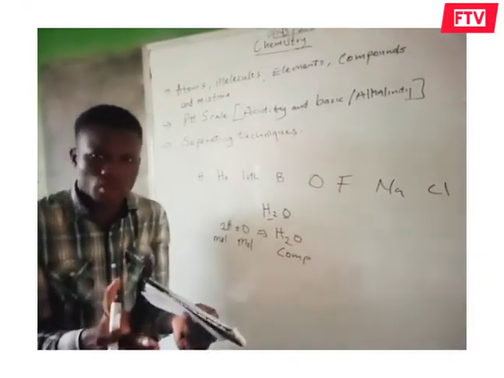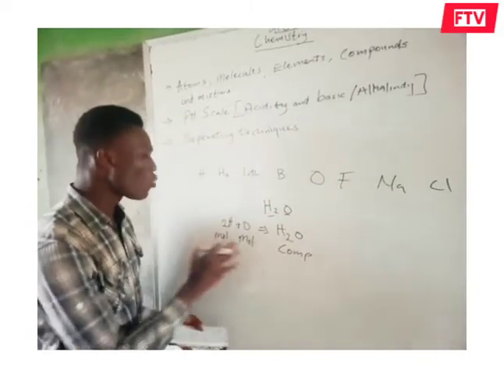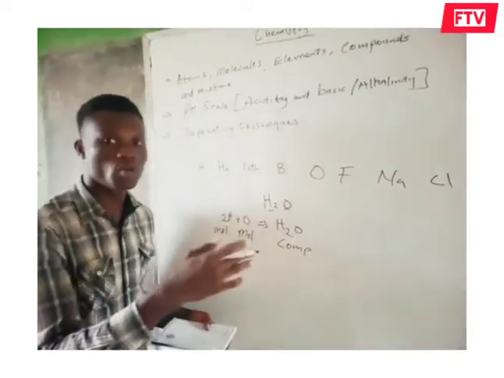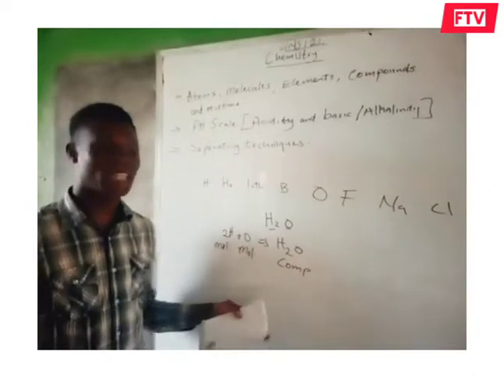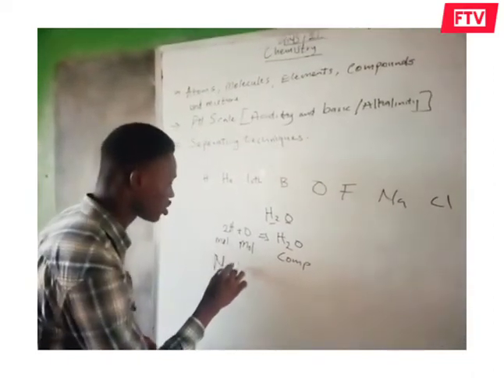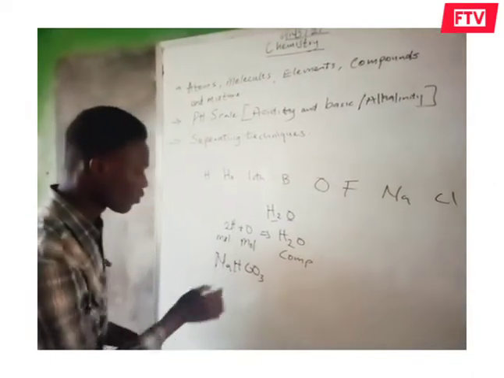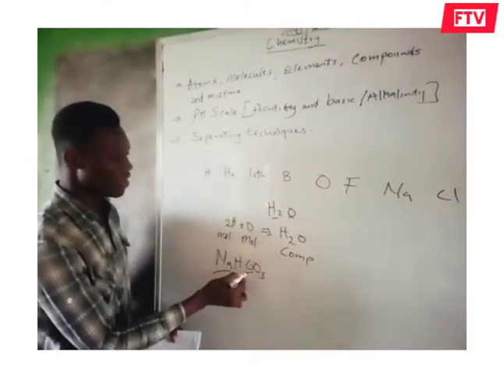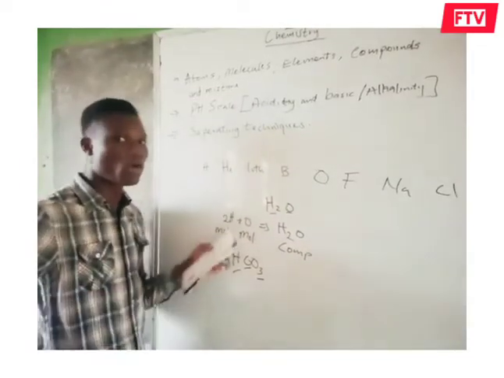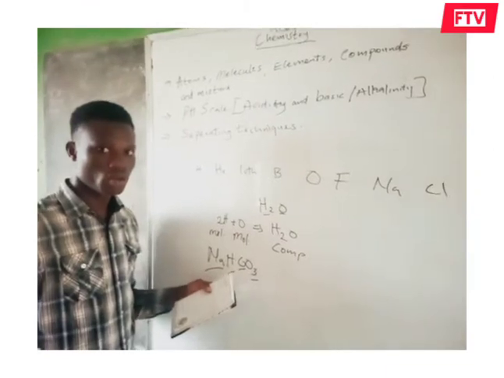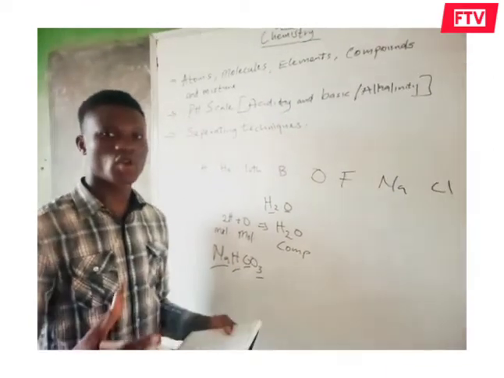Is the combination of what? Of two or more molecules. We have a lot of compounds. An example is NaHCO3. We have sodium, hydrogen, carbon, and oxygen. Two or more molecules coming together to give us what? A compound.